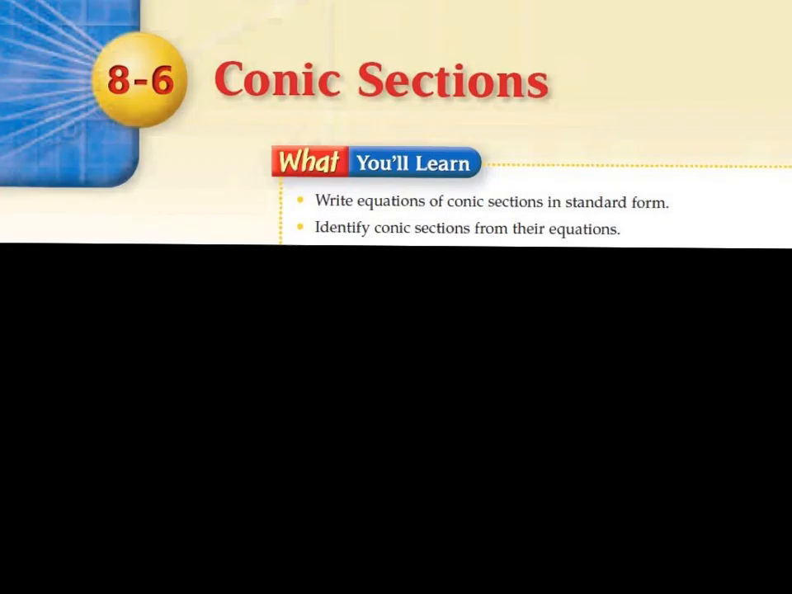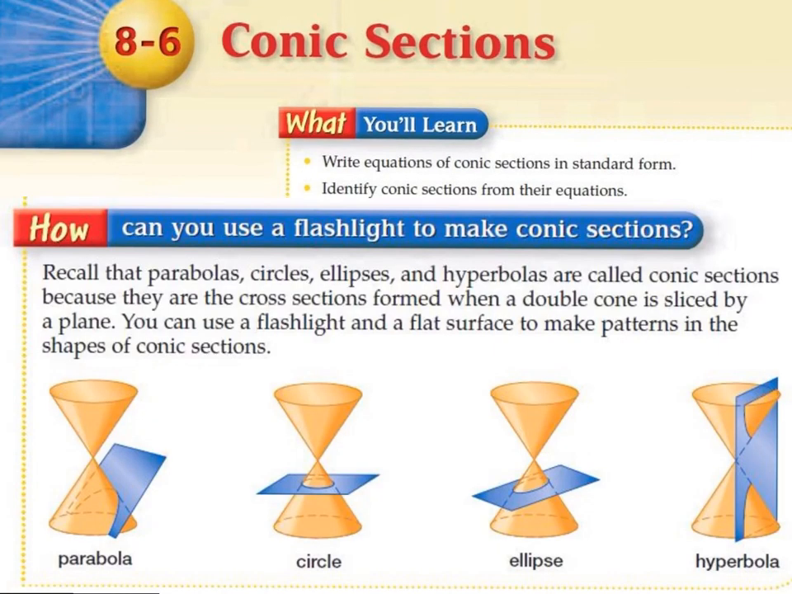In this lesson, you'll learn to write equations of conic sections in standard form and identify conic sections from their equations. How can you use a flashlight to make conic sections? Recall that parabolas, circles, ellipses, and hyperbolas are called conic sections because they are the cross sections formed when a double cone is sliced by a plane. You can use a flashlight and a flat surface to make patterns in the shape of conic sections.